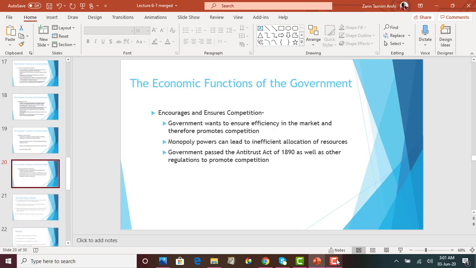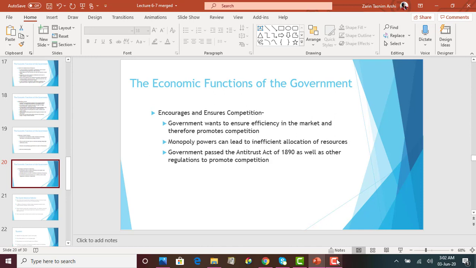Finally, the last economic function of government is they want to encourage and ensure competition. Again, if there is competition, what does that mean? That means output is maximized, cost is minimized, consumer satisfaction is maximized, and therefore we have an efficient economy. Government wants to ensure efficiency in the market and therefore promotes competition. Therefore, if they see a monopoly, they will usually pass laws to break down the monopoly, so that there is no inefficient allocation of resources. Like in 1890, they passed the Antitrust Act or law that broke down various monopolies and created competition in the market, thereby creating more efficiency.